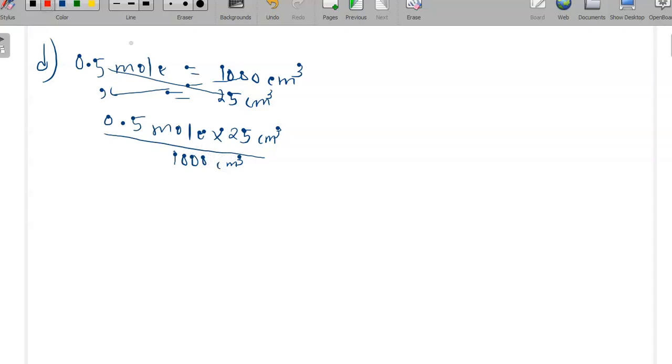Then you do cross multiplication, you cancel the centimeter cubic. Then you multiply 0.5 times 25 divided by 1000. The answer is, if I'm not wrong, 0.0125 moles. This is the number of moles of sodium hydroxide used.